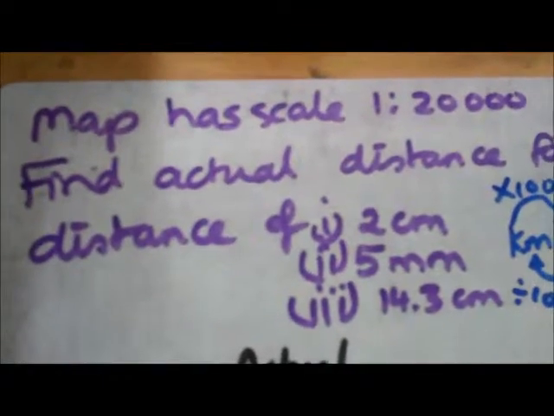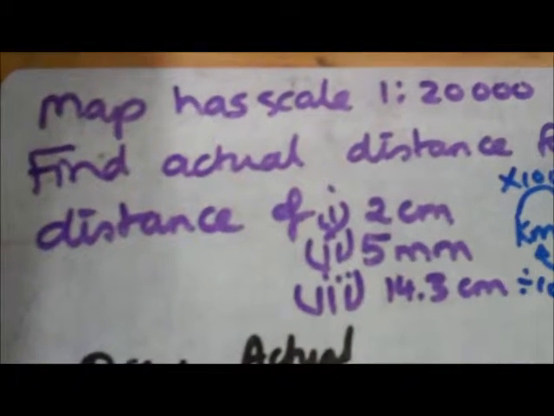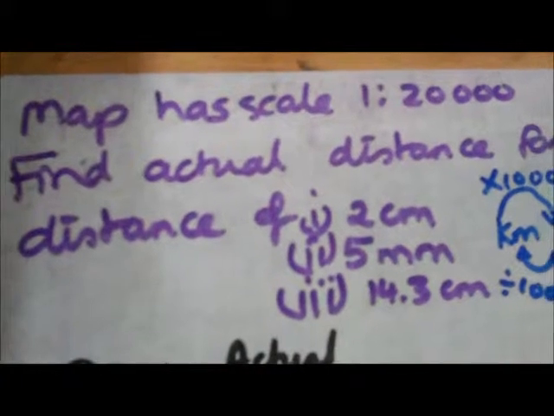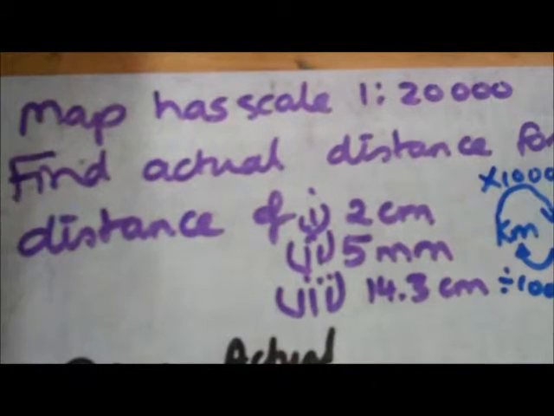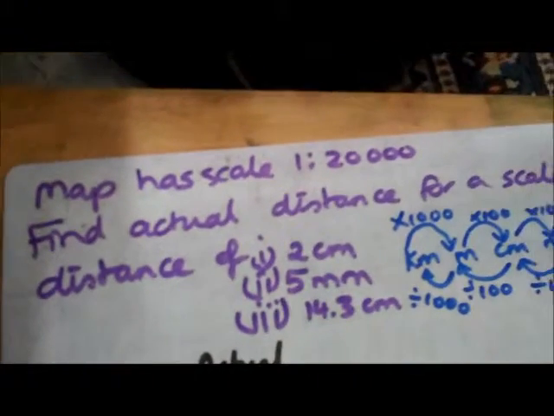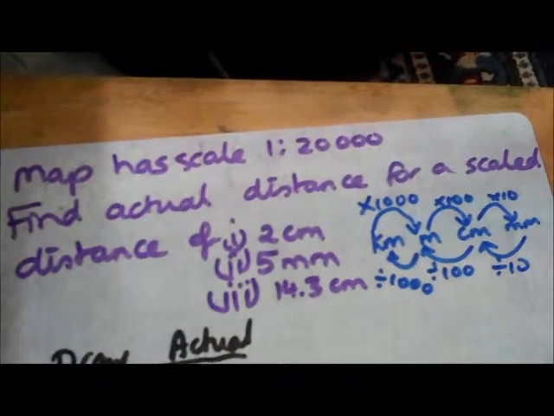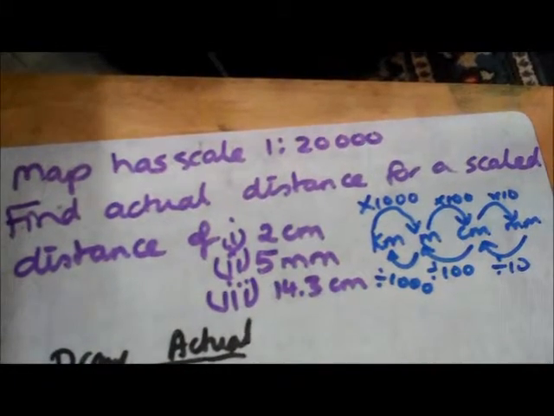So here's the first couple of examples. A map has a scale of 1 to 20,000. So 1 centimetre on the diagram has a real life size of 20,000 times bigger. Find the actual distance for a scale distance of 2 centimetres, 5 millimetres and 14.3 centimetres.